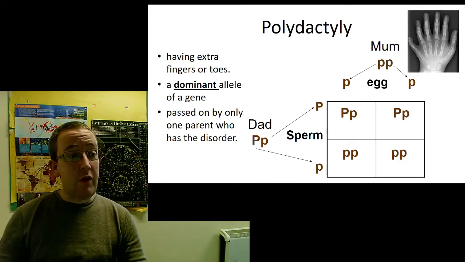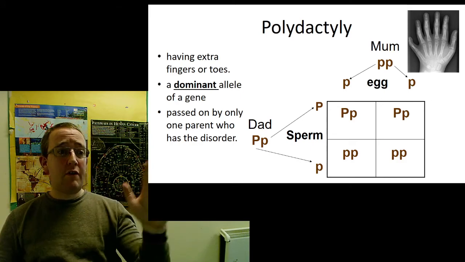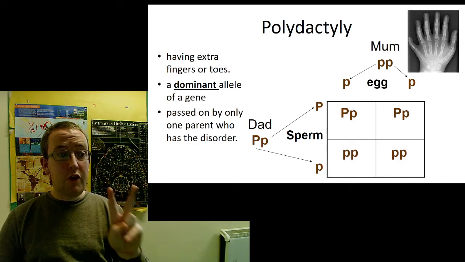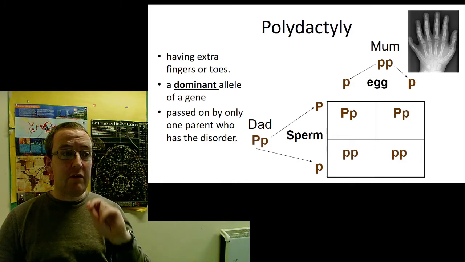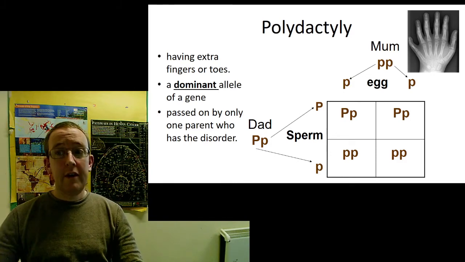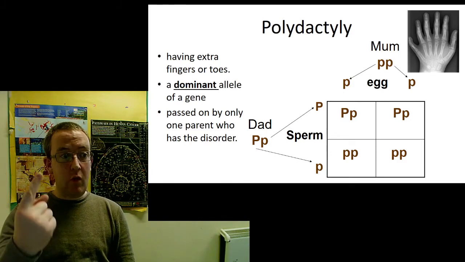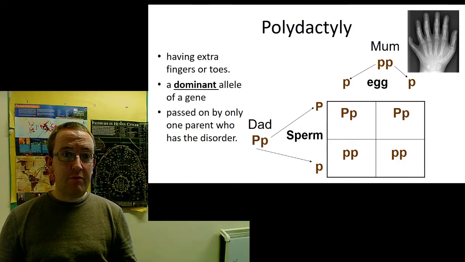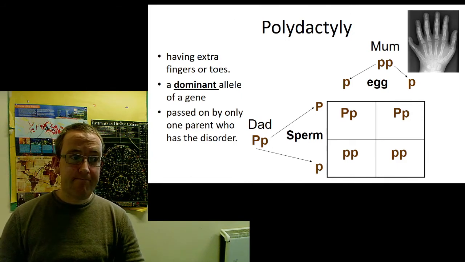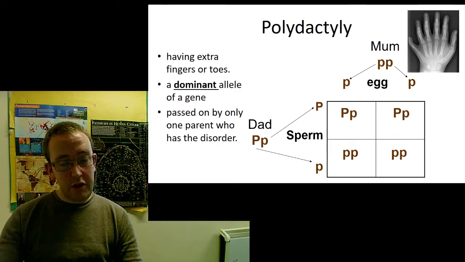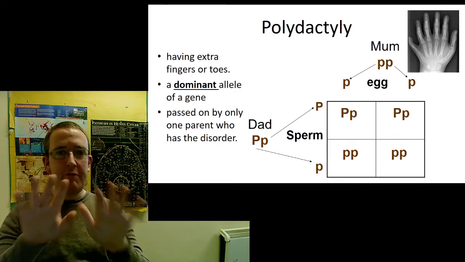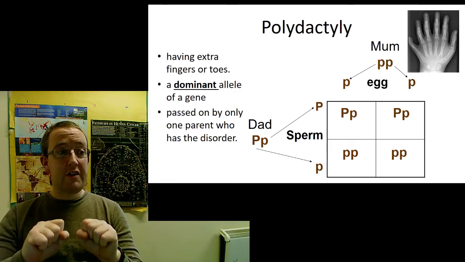So that's a difference from cystic fibrosis. Cystic fibrosis is recessive. You need 2 copies to get it, and it can be fatal, and there's no cure. Polydactyl is dominant, you only need 1 copy. It's not fatal, but most people just have it chopped off anyway. Those are the 2 that you actually have to know, and you can probably see why they've been picked as 2 contrasting examples.